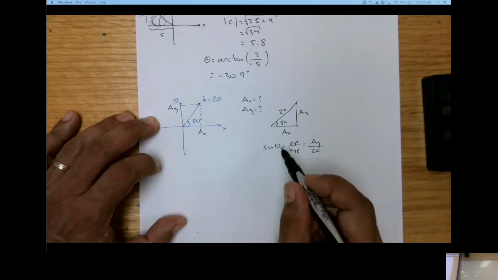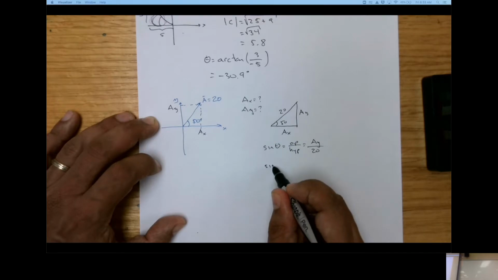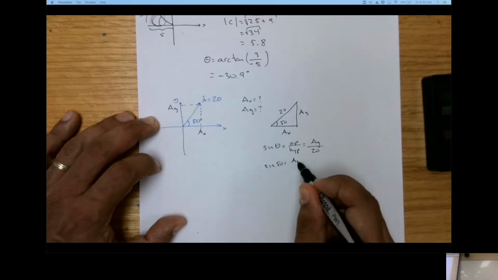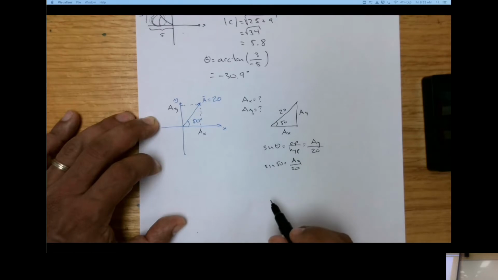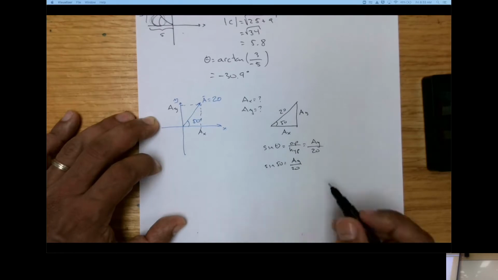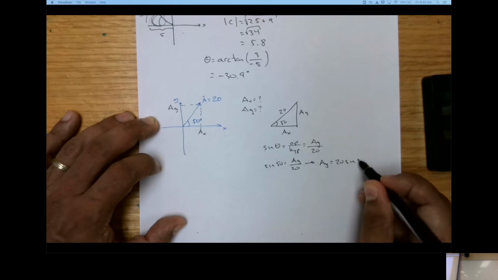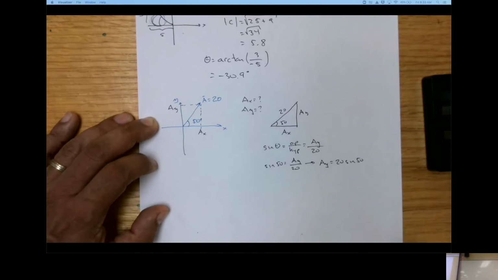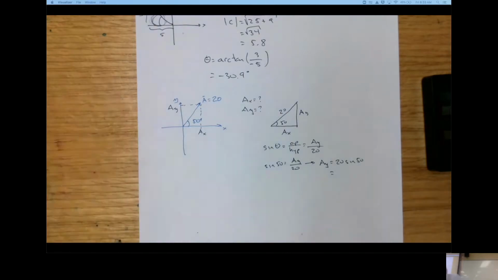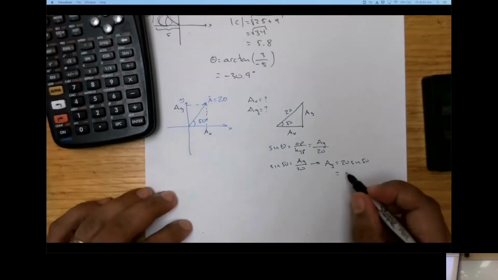So in this case, sine of 50 is delta y over 20. Solving for the y component of A, it is 20 sine of 50. And from here I can just calculate really quick, and I get 15.3.